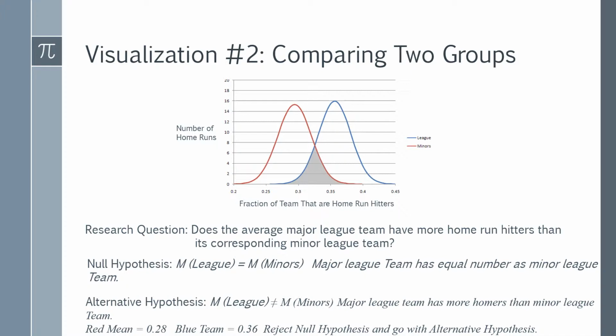So here I looked at the red mean and the blue mean, and I would reject the null hypothesis and go with the alternative because the blue team does have more home run hitters than the minor league team.